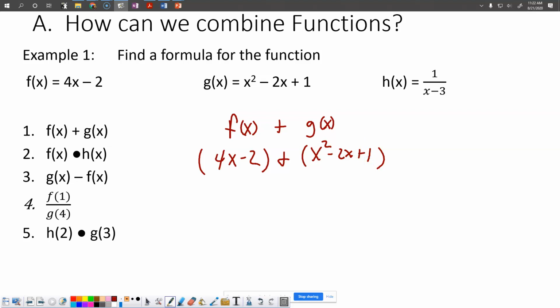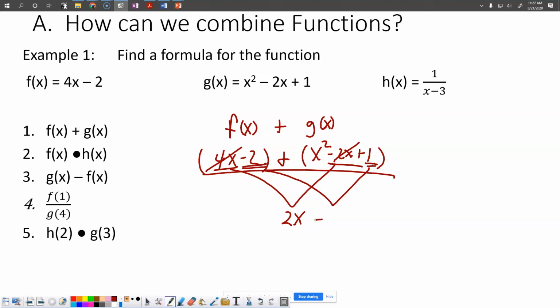And so now we're just going to add our like terms together. The 4x can be combined with the negative 2x to give me 2x. The negative 2 can be combined with the 1 to make negative 1. And then the x squared doesn't have anything to combine with. And so there's our final answer. That is f of x plus g of x.